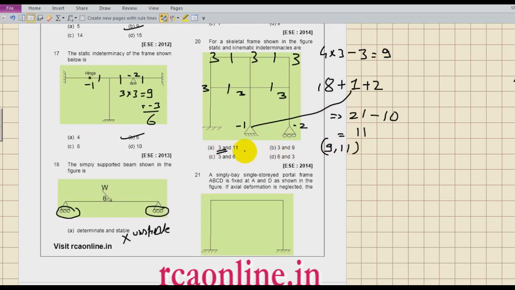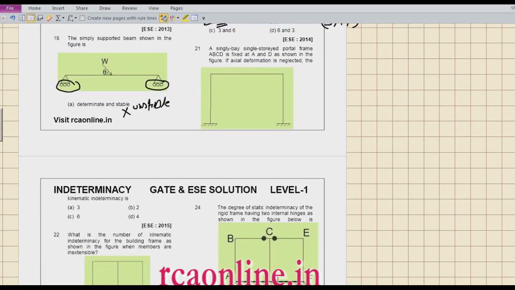Or if you have to choose the best, then I think this is the best. But it should not be 3. It should be 9. I think you might have got the bonus marks.